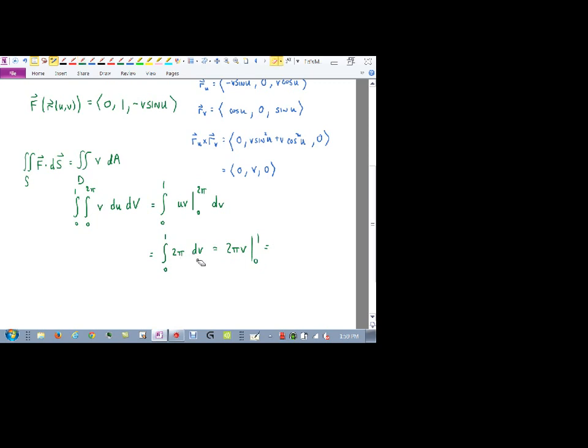Oh, it's 2 pi v. Sorry. Yes, thank you. I was just going to do that and be like, how the hell is it not matching my answer? It's 2 pi v here, right? And then 1/2, so it'll just be pi v squared, evaluated 0 to 1, which is pi.